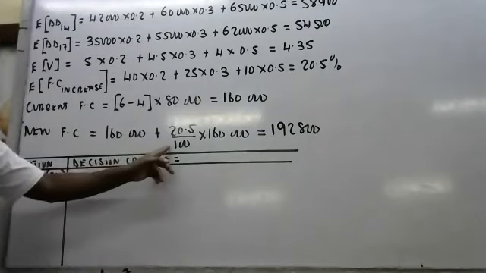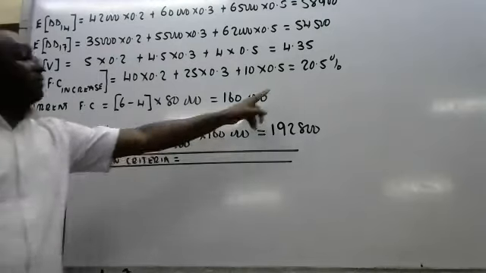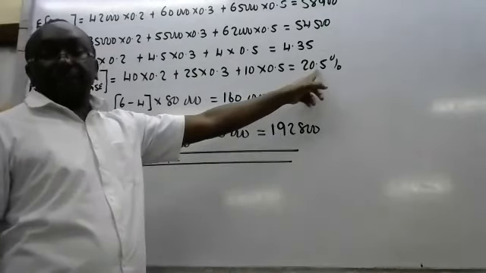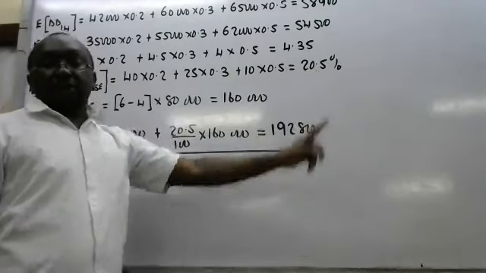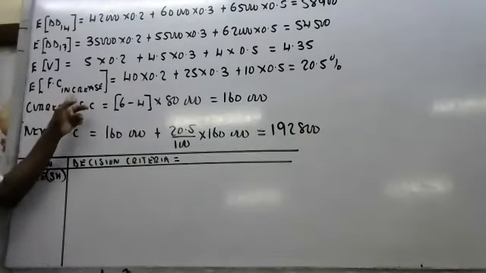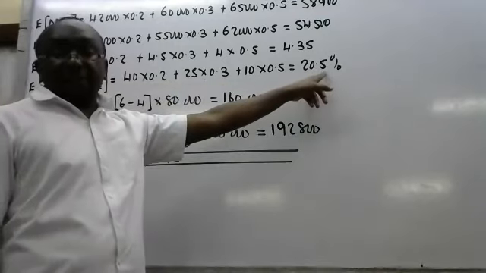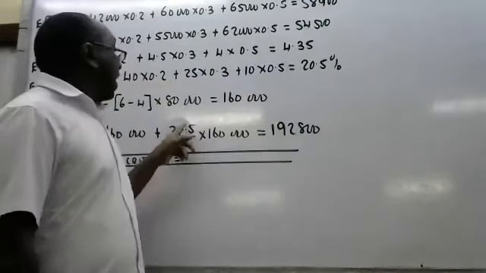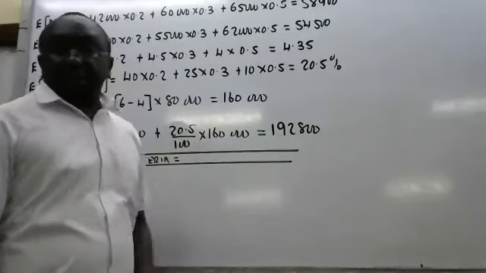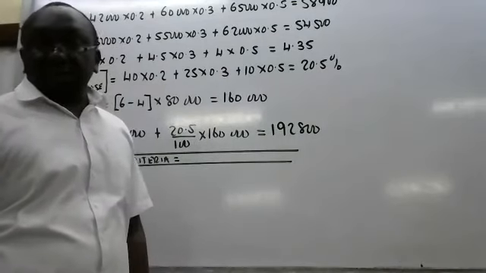This 20.5 out of 100 is coming from here. Because we have been told that we are increasing by this percentage, we have computed to compare the average. So you must get 20.5 of 160. You get the increase. Is that okay?